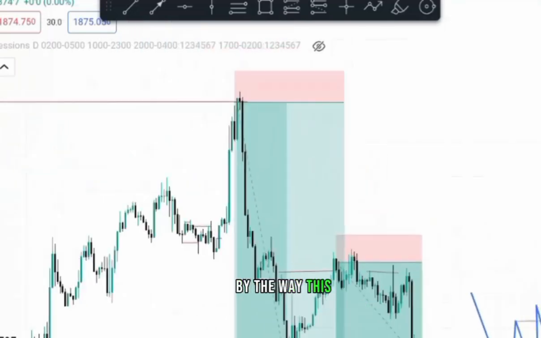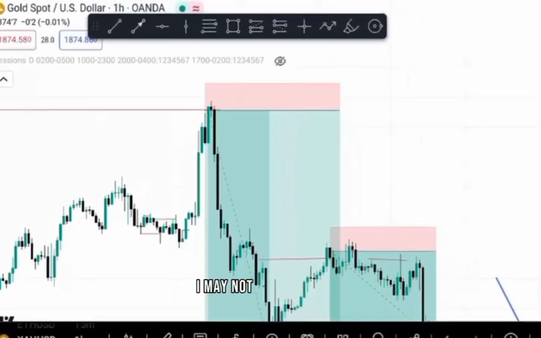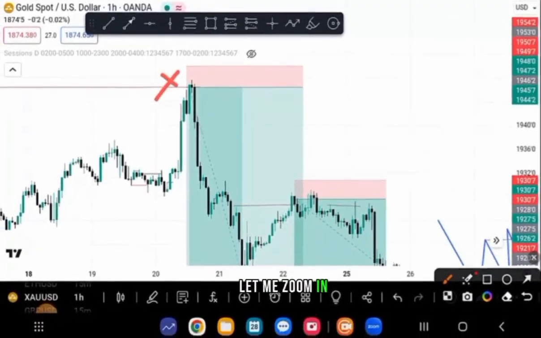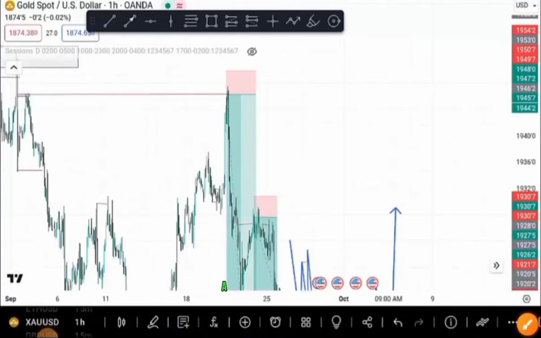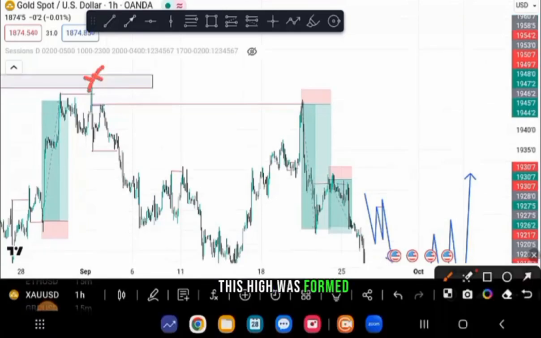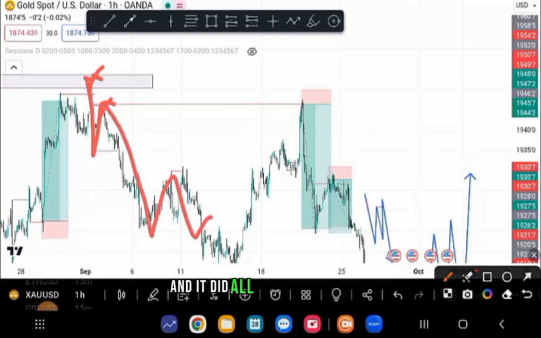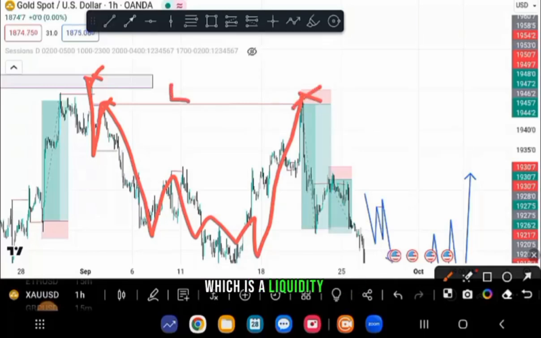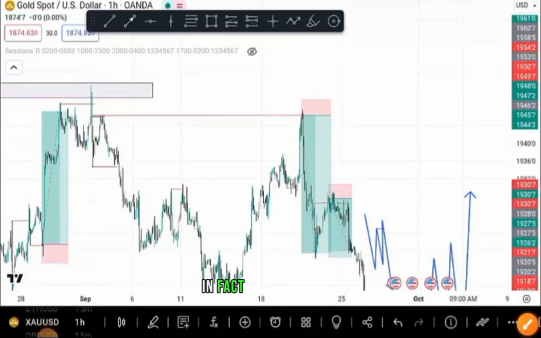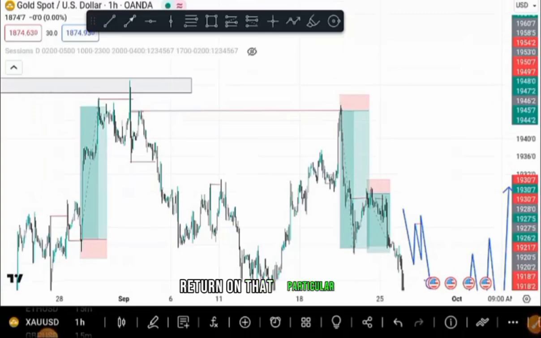By the way, this one you see up here, I may not be able to explain because that level was a second high. Okay, let me zoom in so you see that was a second high from a distant price drop. Look at it right there. This high was formed, price rallied lower, pulled back and created that high, and then did all it did for several days into weeks. Price came back stylishly, took out that second high, which is a liquidity entry. Then we made a nice 1 to 6 risk to reward ratio. In fact, insane amount of return on that particular trade.